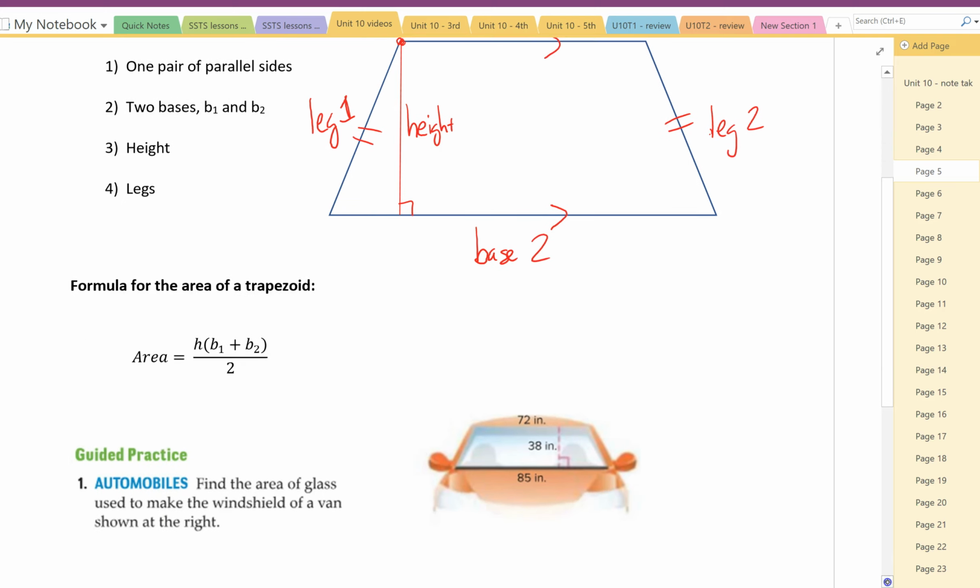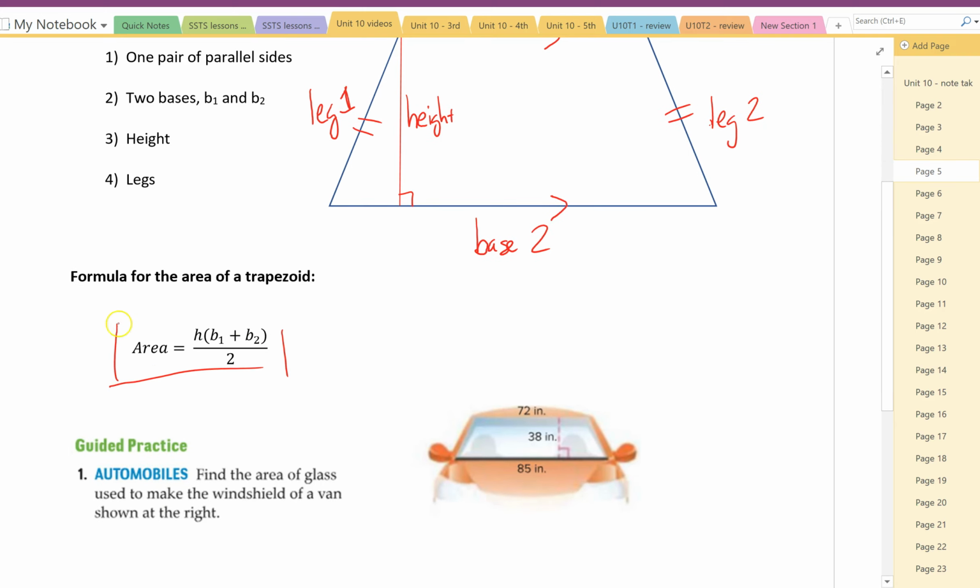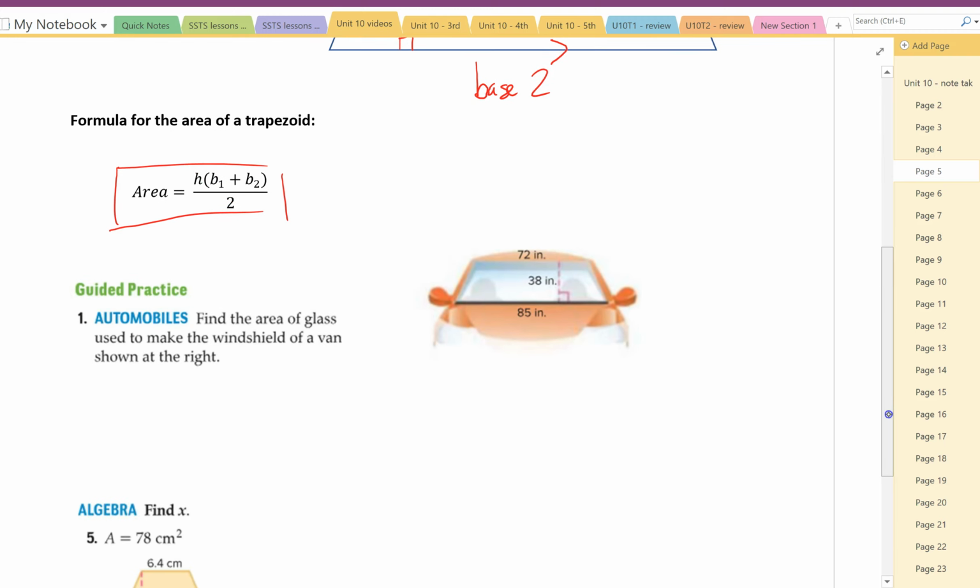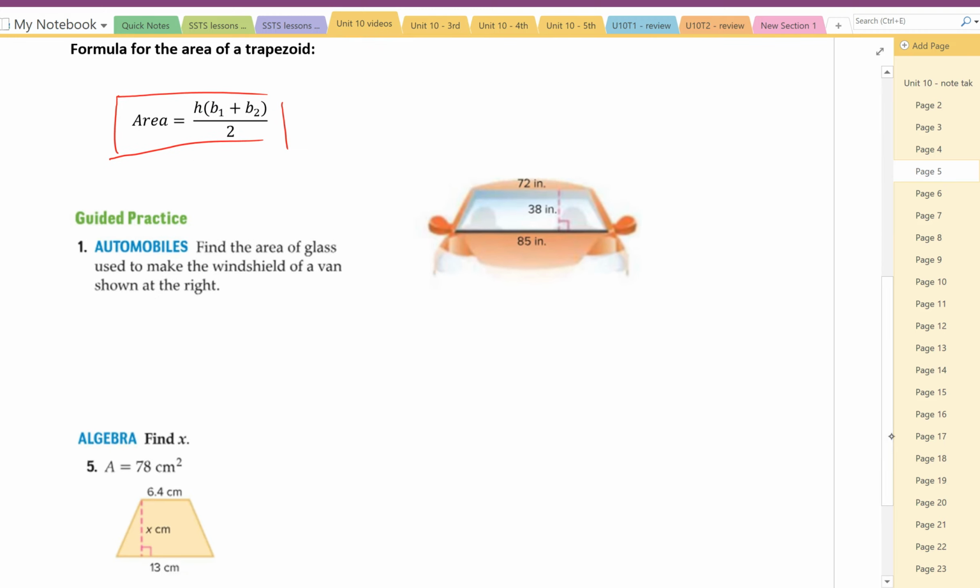So if we move it down a little further, I have here for you the formula for calculating the area of a trapezoid. And it's pretty simple. I'm going to take whatever the height of the trapezoid is, multiply that by the two bases added together, and then once I've done all that, I'm going to divide my answer by 2. And that's going to tell me the area of a trapezoid. So let's do some examples.